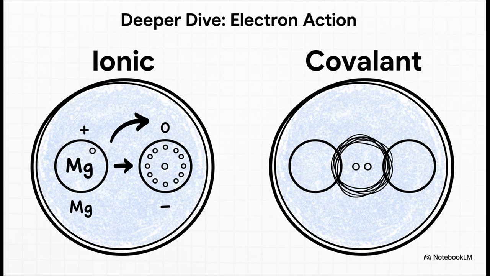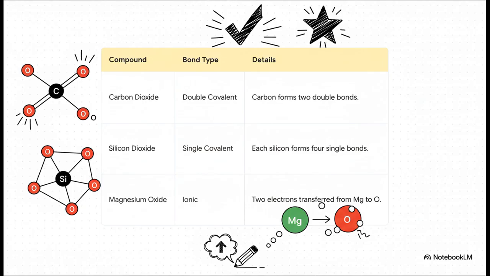Now, to really push your answer into that top mark bracket, you've got to add a bit more detail about what those electrons are actually doing. For magnesium oxide, you need to be specific and say that electrons are transferred from the magnesium atom to the oxygen atom. And for the covalent guys, you need to mention that pairs of electrons are being shared between the atoms. And just look at the level of precision needed here. It's not enough to just say covalent bond. For carbon dioxide, the very best answers will specify that there are double bonds. For silicon dioxide, they'll say that each silicon forms 4 single bonds. And for magnesium oxide, that 2 electrons are transferred. It's this kind of killer detail that separates a good answer from a truly great one.